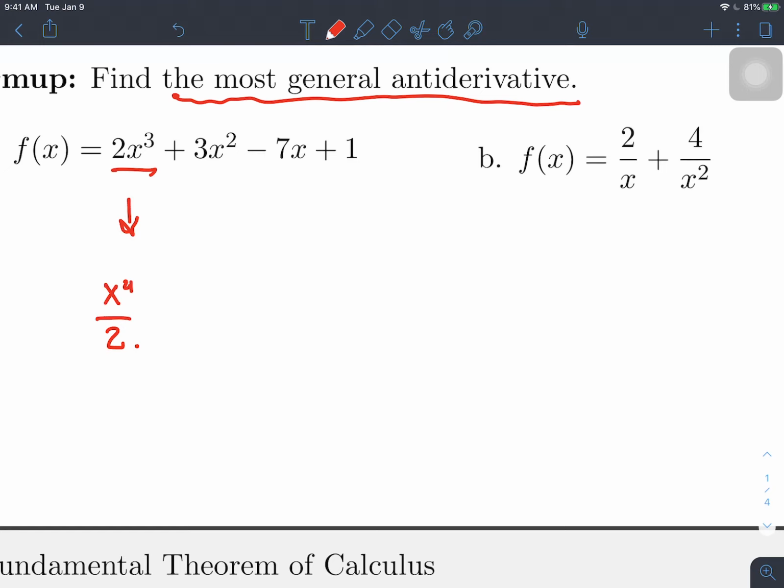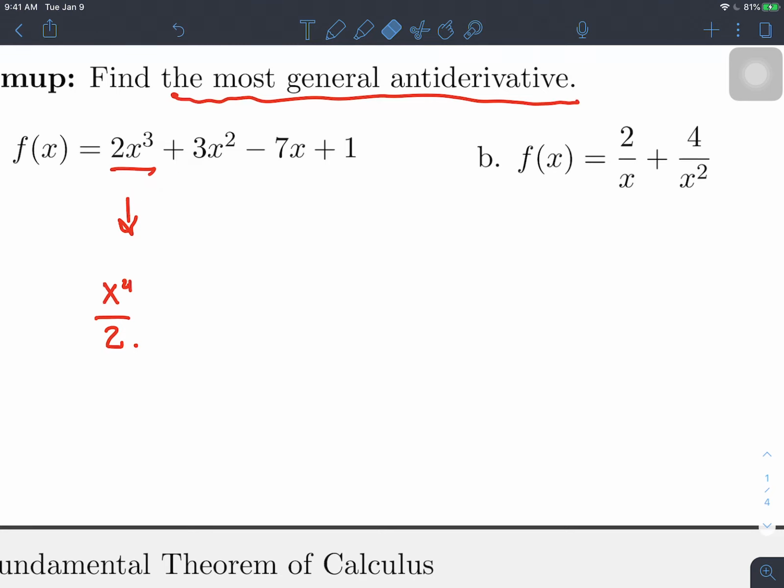For those of you at home, Kevin was explaining that we should raise the power by 1. Since we're doing the opposite process of taking a derivative, when we take the derivative, we multiply down the old power and subtract 1 from the power. If we want to do the opposite, we should add 1 to the power and divide by the new power. So we get x to the 4th, and we divide by the new power, which is 4. So we get 2 over 4 x to the 4th, which is x to the 4th over 2.